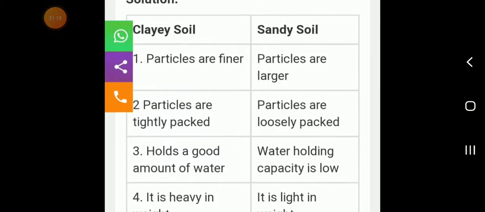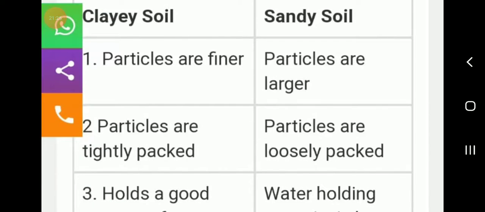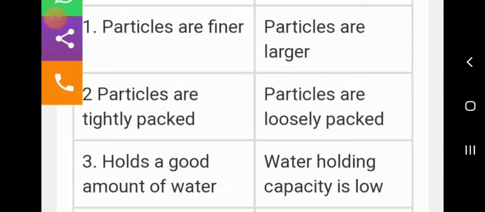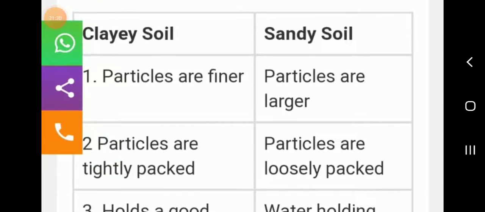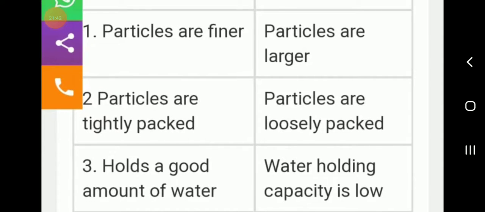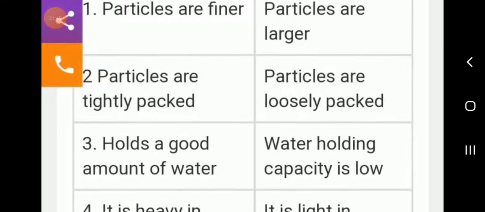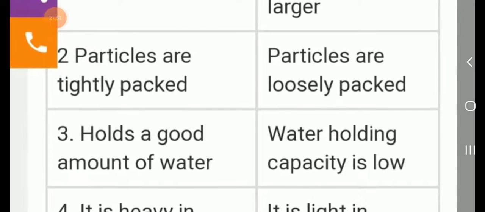Next is a very important question, students. Give a detailed answer: the difference between clay soil and sandy soil. In clay soil, the particles are fine. In sandy soil, particles are larger. In clay soil, particles are tightly packed. In sandy soil, particles are loosely packed. Clay soil holds a good amount of water. In sandy soil, water holding capacity is low.